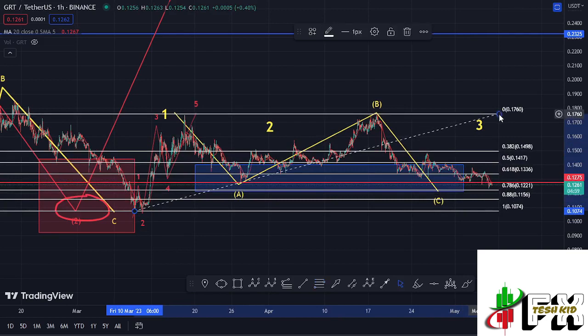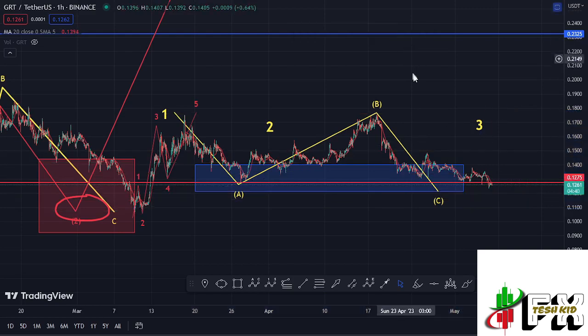And that gave me a minimum retracement area in the formation of that wave 2 between the Fib level 0.5 and the Fib level 0.78, which lies between the $0.1417 mark and the $0.1221 mark, which is the area highlighted here on the chart using this blue target area.